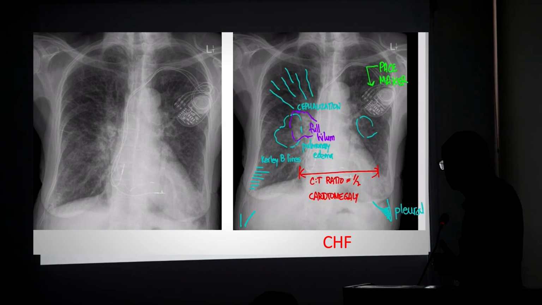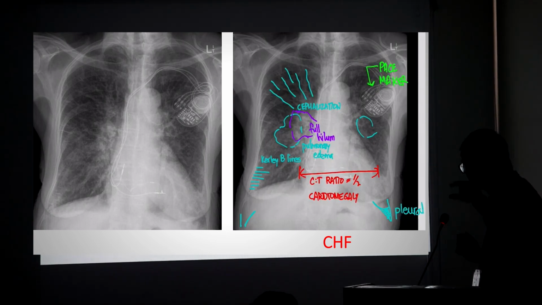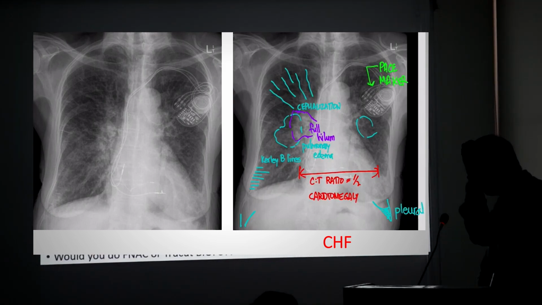So this is a case of failure. Lot of things we can see. There's a pacemaker over here. Cephalization due to a lot of pulmonary edema. There's cephalization of the vessels, there's hilar prominence, a full hilum, and there are Kerley B lines at both the lower zones, and the cardiothoracic ratio. This is very classical of congestive heart failure.